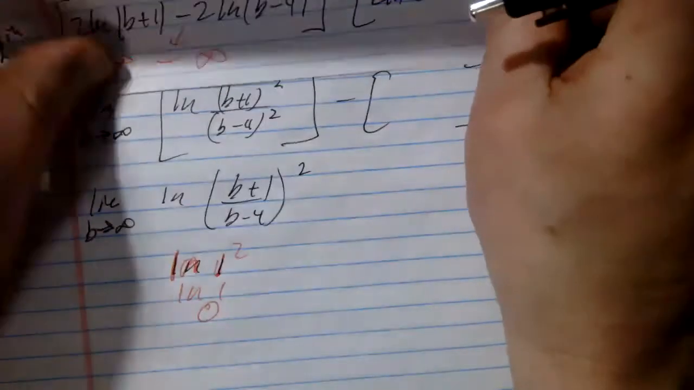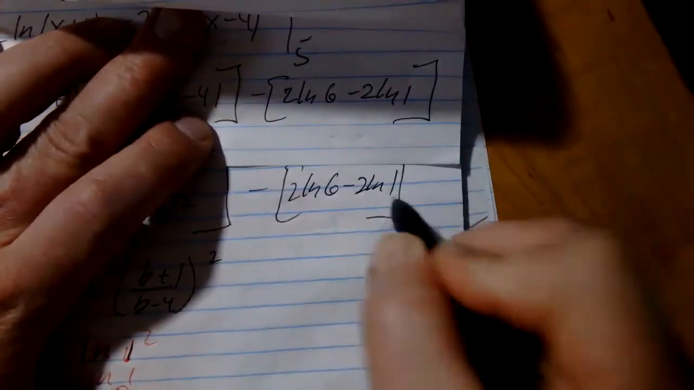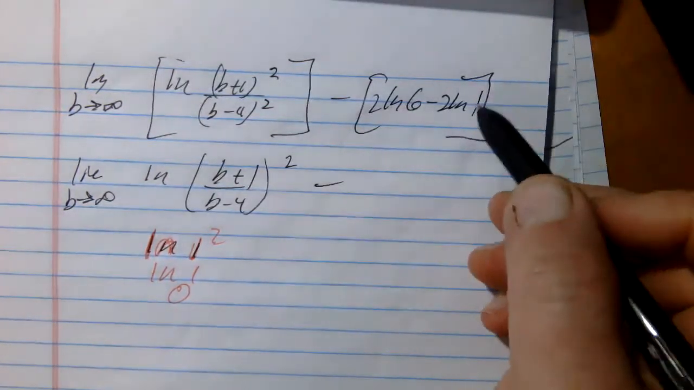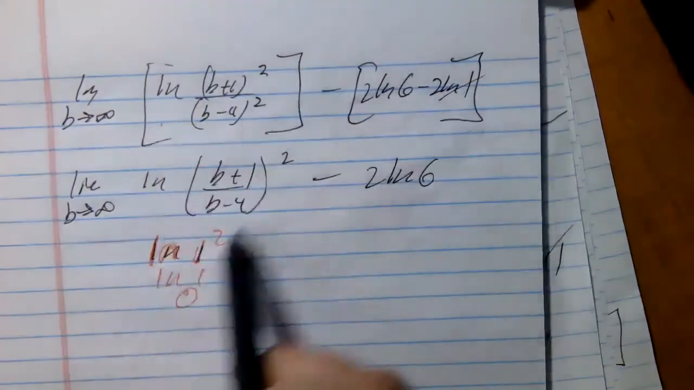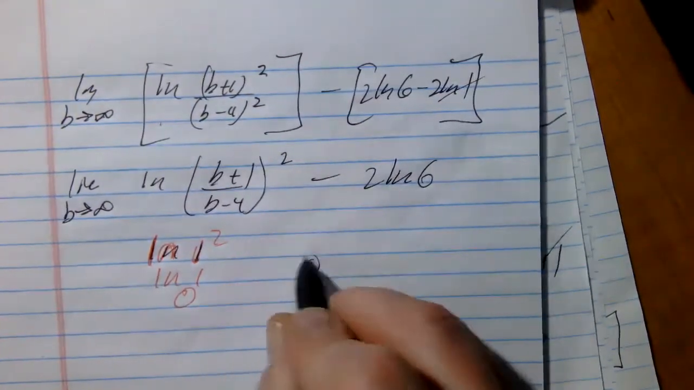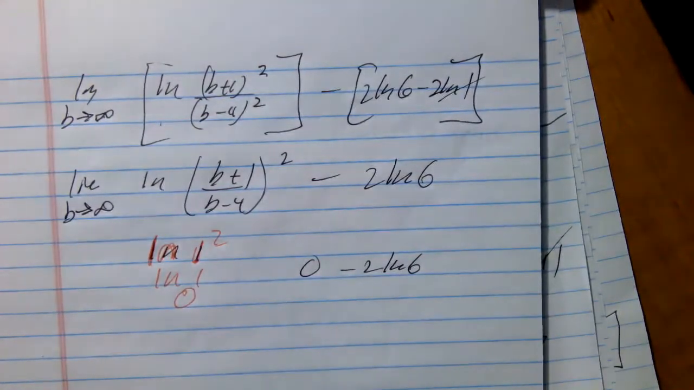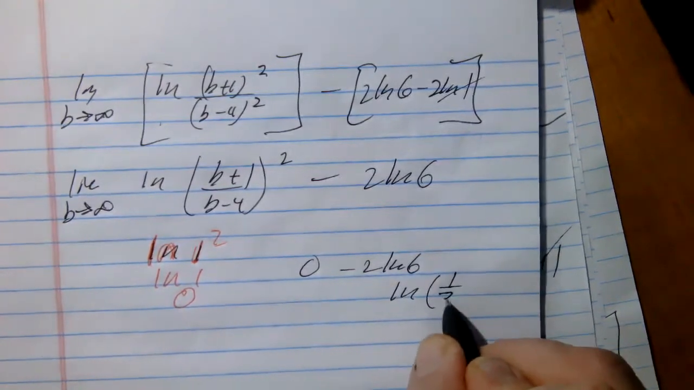But now we still have this other number to worry about here. Let me rewrite this. You have 2 natural log of 6 minus 2 natural log of 1. So this part happened to go to 0. Over here, we just have this part. But the natural log of 1 again is 0, so you're just left with 2 natural log of 6. So basically it's 0 from here minus 2 natural log of 6, which you can just leave like that. Or if you wanted to, you could get a little fancy and think of this as the natural log of 1 over 36.